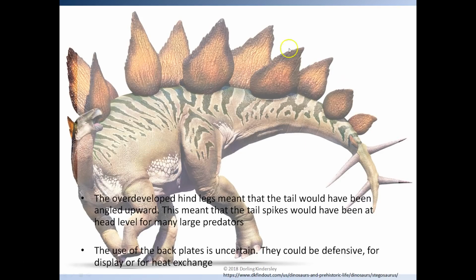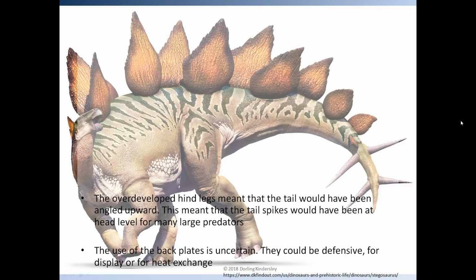So this basic design means that if you're attacked by a big theropod dinosaur, like an Allosaurus, which is slightly smaller than a Tyrannosaurus rex, but not too much smaller, when you swished this tail from side to side, it would have put that tail at about the head and neck height of a large theropod dinosaur. So an Allosaurus would have really had to think carefully about whether it wanted to attack a Stegosaurus, because there's a very good chance it could have gotten one of these spikes through the side of its head.